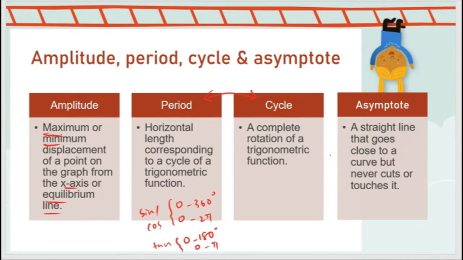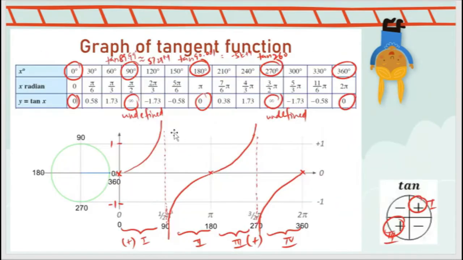Then a cycle is a complete rotation of a trigonometric function. For cosine, this one we call one cycle. For tangent, it's like this, one cycle. Then another one is asymptote. Asymptote means a straight line that goes close to a curve but never cuts or touches it. This happened in the example for the tangent just now. This one is the asymptote line.